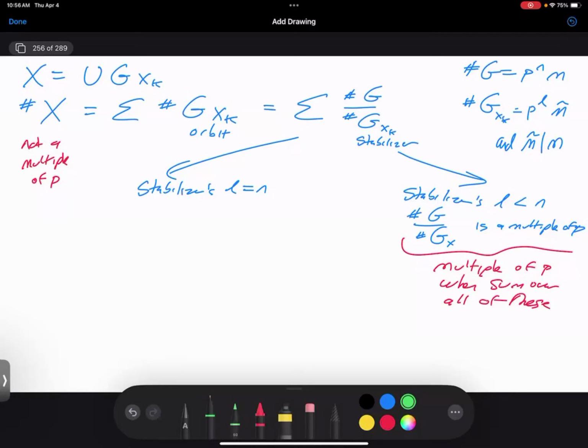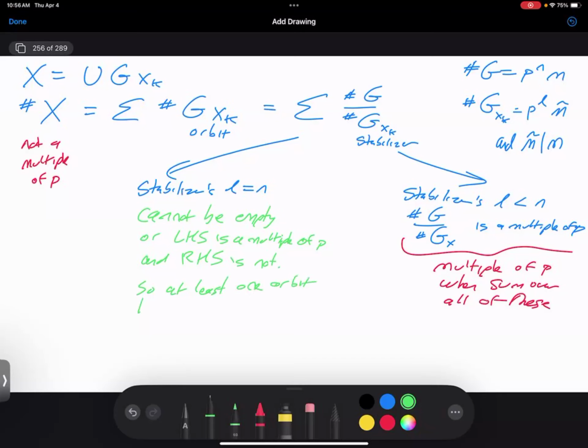So it cannot be empty, or the left-hand side is a multiple of P and the right-hand side is not. So at least one orbit has a stabilizer with L equals N. There might be two, there might be three, there might be four, but there's at least one.